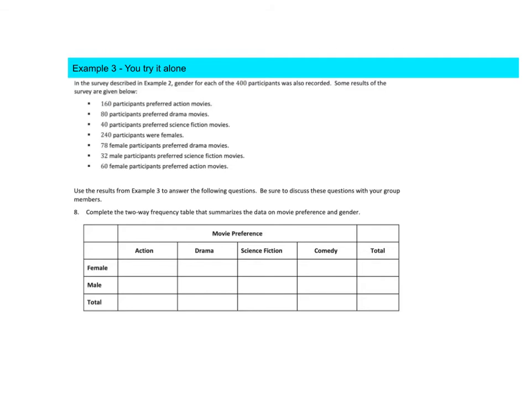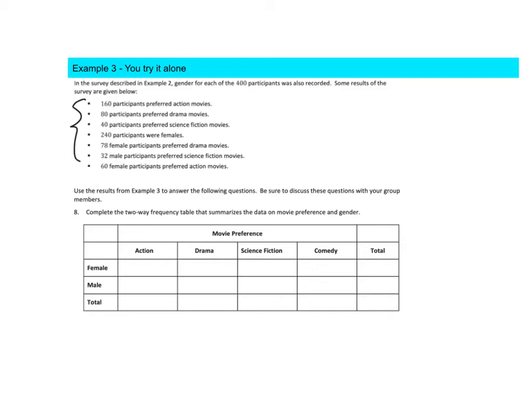All right, for this third example, you're going to begin trying this alone. You have all of your information up here. The first thing you need to do is to just fill in this frequency table with your numbers. We're not doing proportions, we're not doing decimals, we're not doing percentages yet. I just want the basic numbers here.